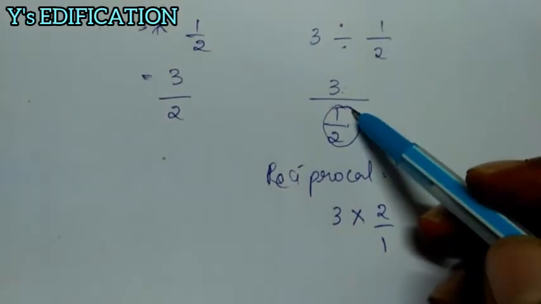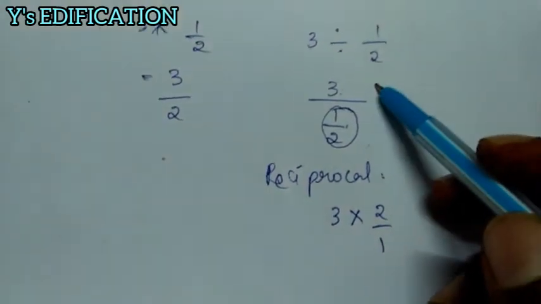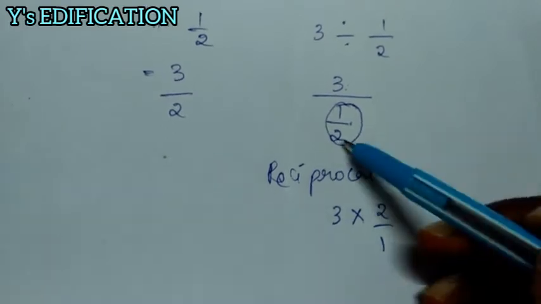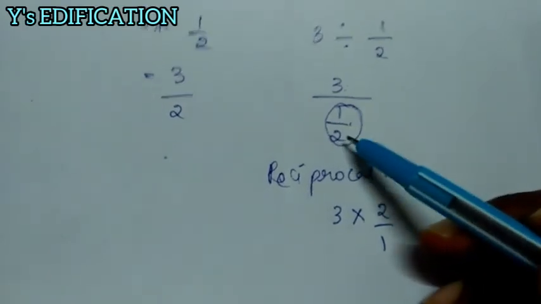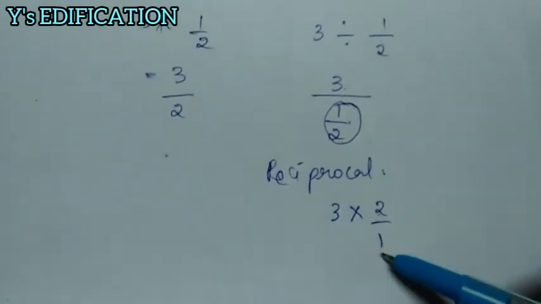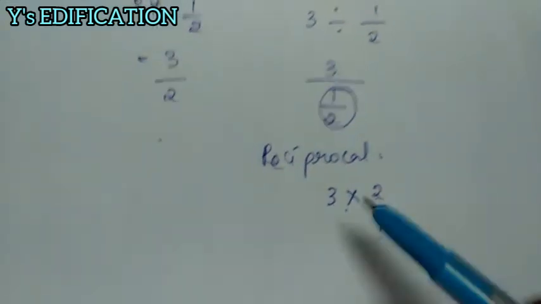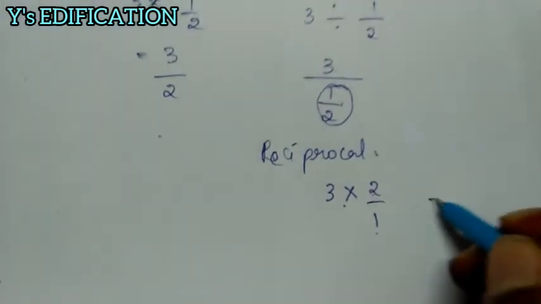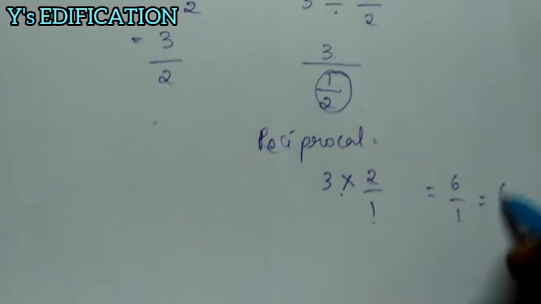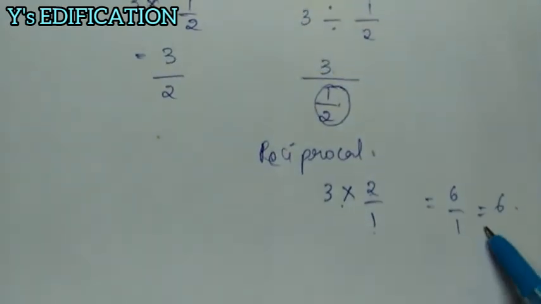Okay, so this denominator is shifted to the numerator by reciprocating. That means interchanging the denominator and the numerator. 1 by 2 becomes 2 by 1, which is in the multiplication form. Now 3 into 2 is 6 by 1. So 3 divided by 1 by 2 is 6.